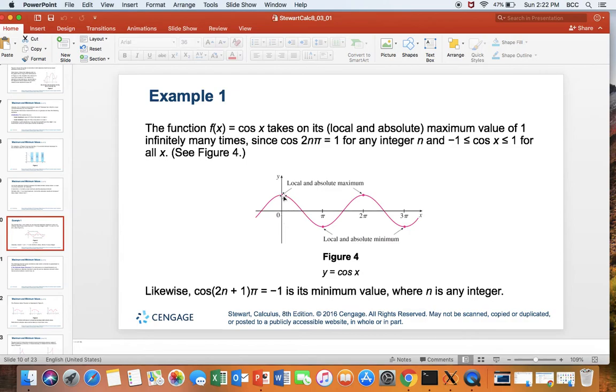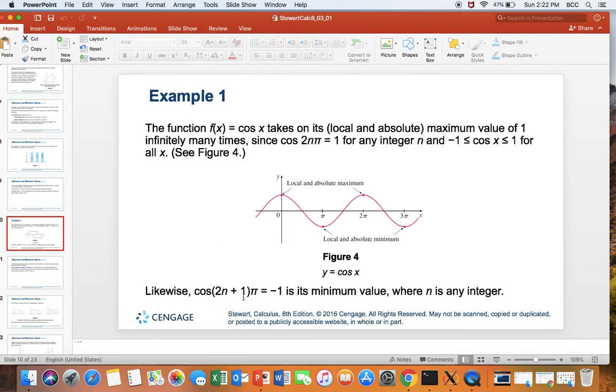Of course, at 0 you get 1, and again at 2 pi you get 1, again at 4 pi you get 1, again at 6 pi you get 1. Likewise on the negative side, at negative 2 pi you'll get 1, negative 4 pi you get 1, negative 6 pi you get 1, and so on. So at even multiples of pi you get 1. Now at odd multiples of pi you get -1. Look at that. At pi you get -1, at 3 pi you get -1, at 5 pi you get -1. Likewise on the negative side.